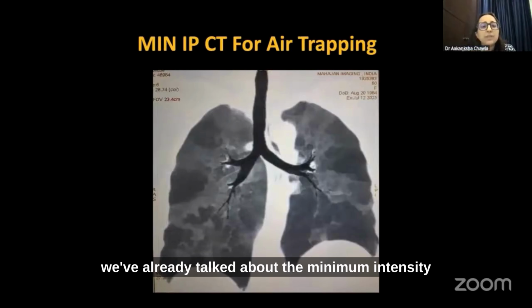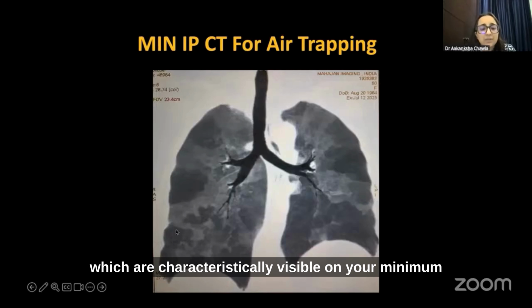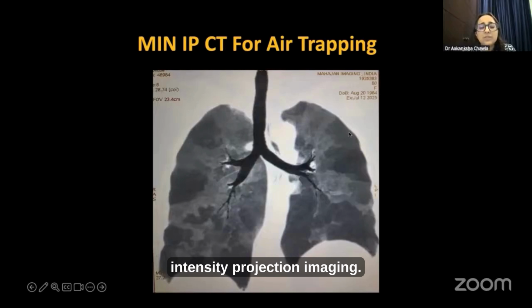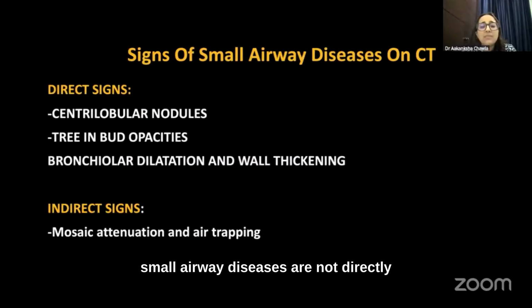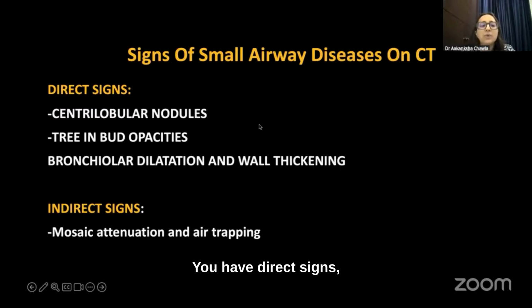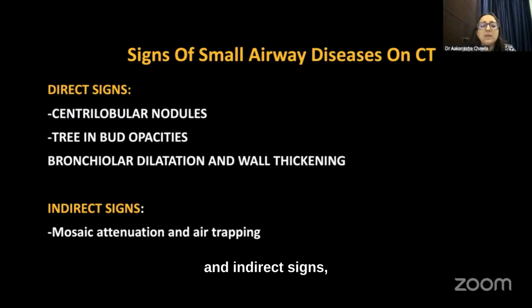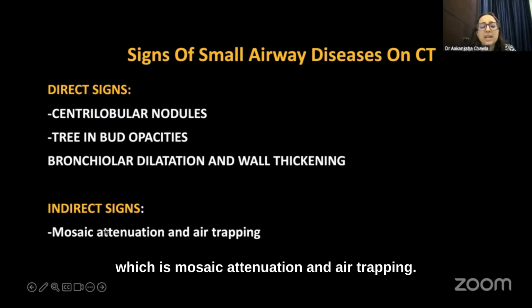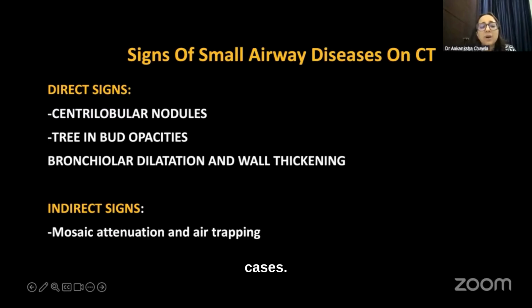Then we've already talked about the minimum intensity projection for the airway anatomy. Now look at these areas of air trapping, which are characteristically visible on your minimum intensity projection imaging. Now, small airway diseases are not directly seen on the CT, right? You have direct signs, which are the centrilobular nodules and tree in bud opacities, and indirect signs, which are mosaic attenuation and air trapping. Bronchiolar dilatation and wall thickening are seen in more advanced cases.